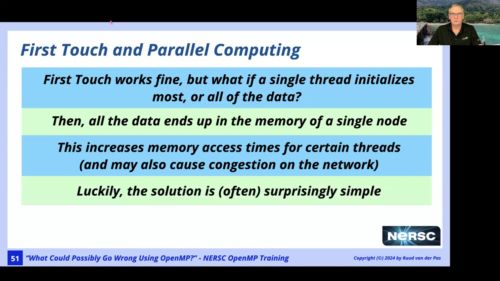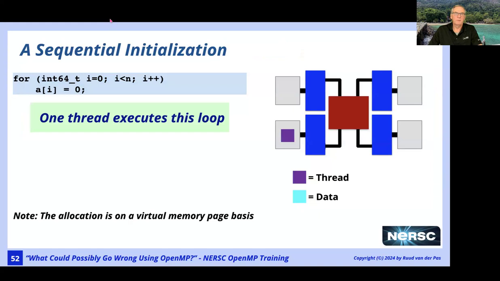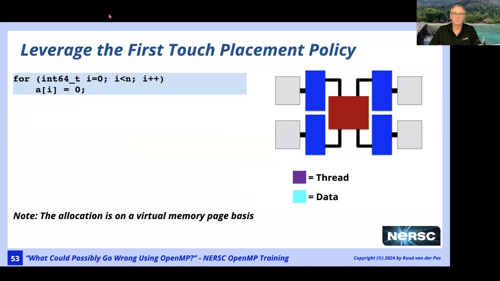Now, the solution is, in most cases, surprisingly simple. And let me show you an example. Here I'm initializing a vector to zero. If I wouldn't do anything, one thread would execute that loop, and that's in the bottom left corner in my imaginary example. So if the thread executes there, it means all the data, all of A, is located in that single node. Now, that could be exactly what you want, but in a parallel program, it's not likely because it's a multi-threaded application where other threads need access to that data as well. So this doesn't look like a good situation.